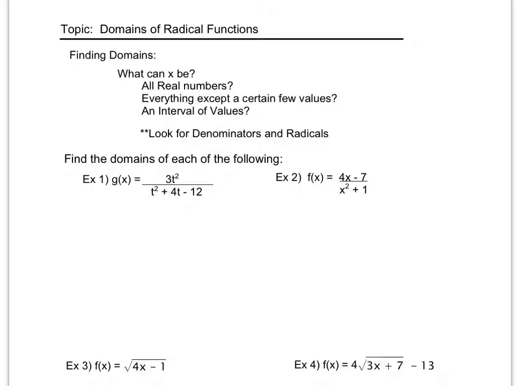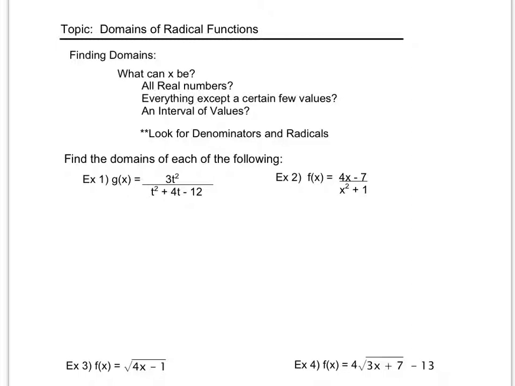We have, however, looked at how the range can be an interval of values when we looked at the range of quadratic functions. So here's where we're at right now. We've already talked about how I can determine if it's everything except a few certain values. Well, we determine that by looking for denominators. How can I determine if it's an interval of values? That's when we're going to look at radicals. Notice we've also had some situations where it's all real numbers, because quadratic functions are all real numbers, since there's nothing I can't plug in.